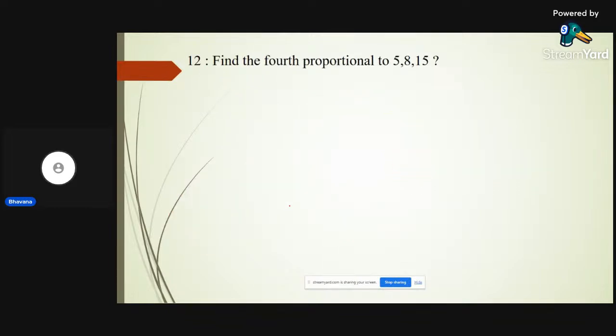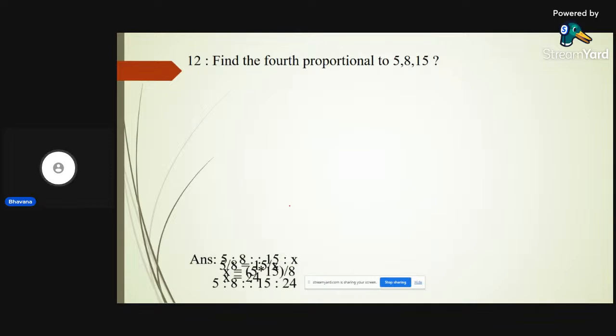Next, find the fourth proportional to 5, 8, 15. So what is the formula for the fourth proportional? The previous problem we just did. There they had given x. Here they didn't give any x value. So in that case, what we have to do is initialize the values: 5 and 8 and 15. We need to find the fourth proportional, but we don't know which is the fourth proportion.